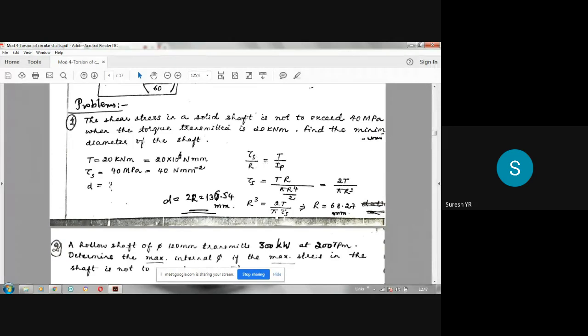Tau s by R is equal to T by IP. We will use the torsion equation. There are three terms in the torsion equation: tau s by R is equal to T by IP is equal to G theta by L. Here we can use only the first two. IP is the polar moment of inertia. The polar moment of inertia of this solid circular section is given by the formula pi d power 4 by 32, or pi r power 4 by 2. Here it is expressed in terms of radius.